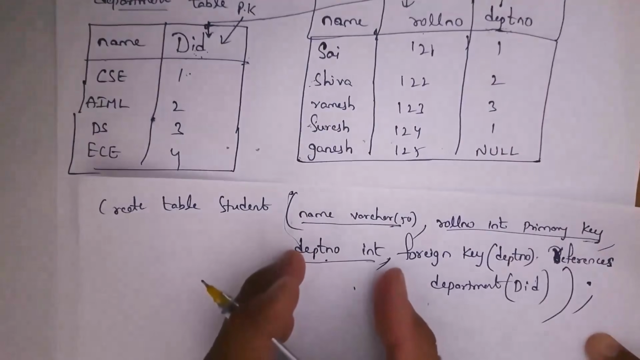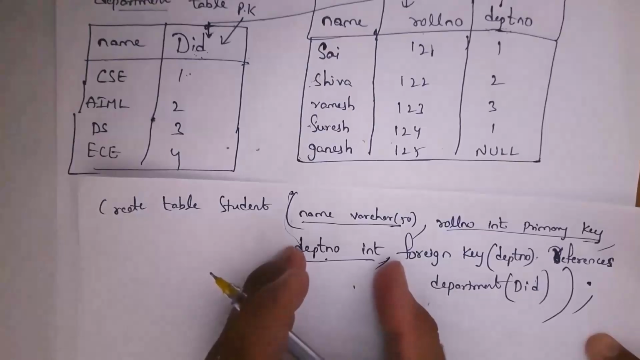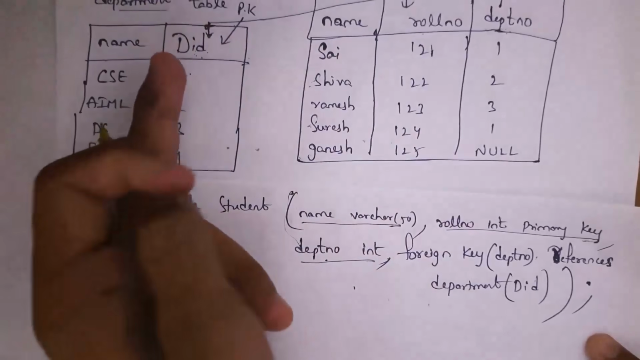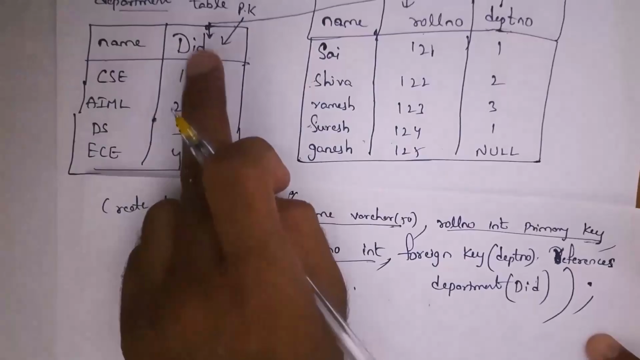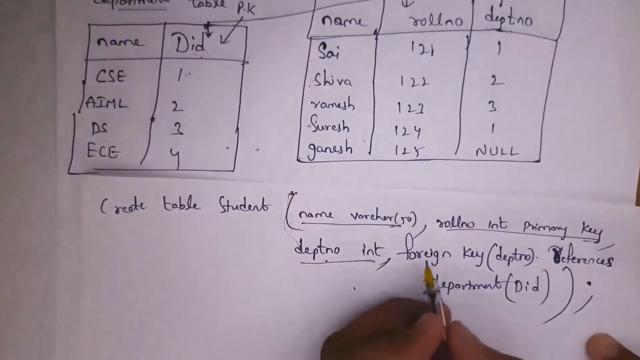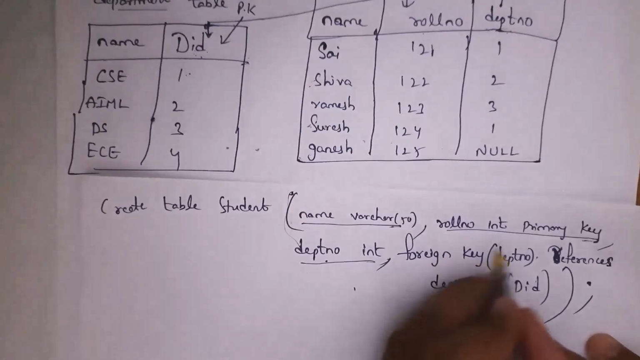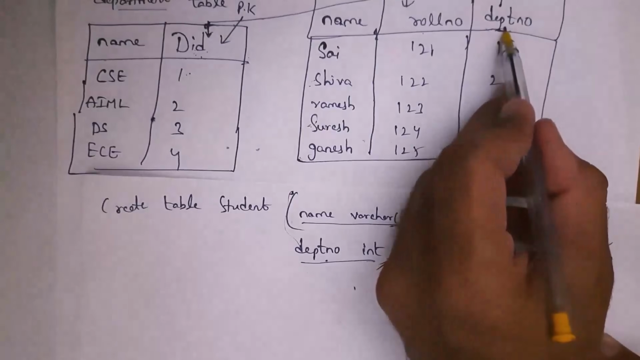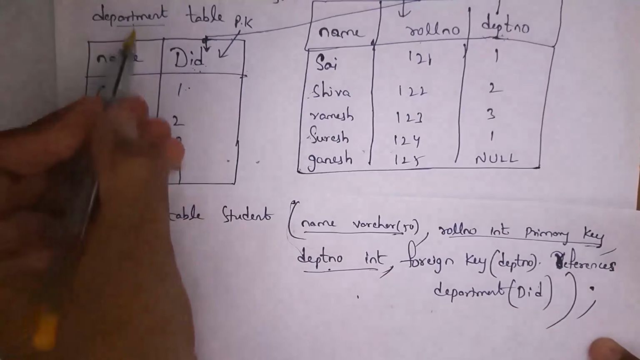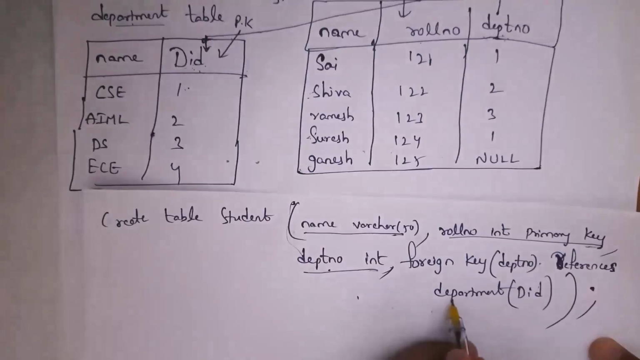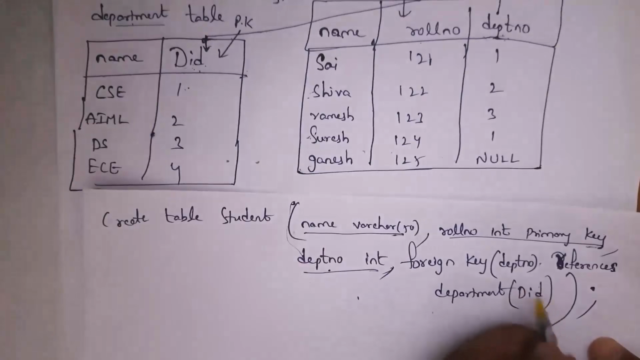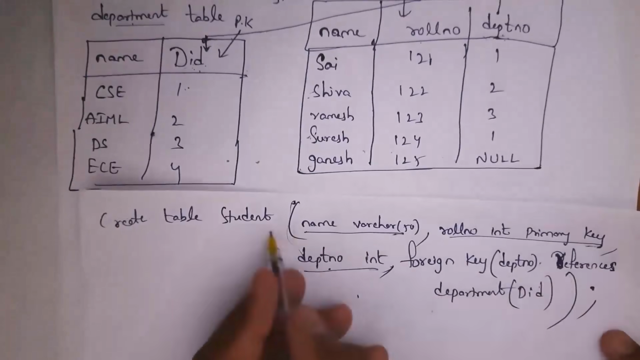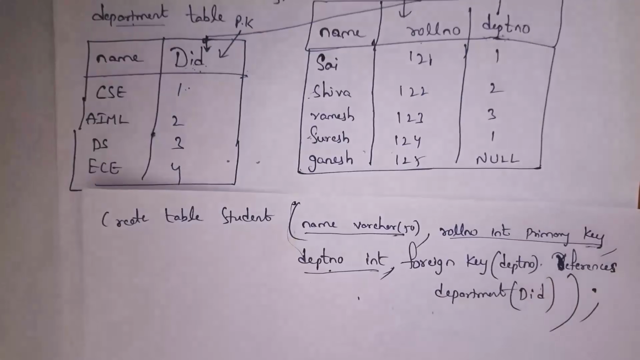Now I am selecting this department number column as a foreign key with references to the primary key, that is the DID column in the department table. So I wrote here foreign key, inside brackets the department number column, references, department table DID column. So department, which is the table name, inside brackets the DID column, close this bracket and give a semicolon. Whenever you run this code, it will create the student table.